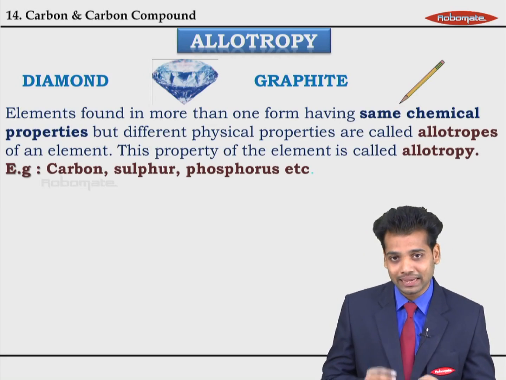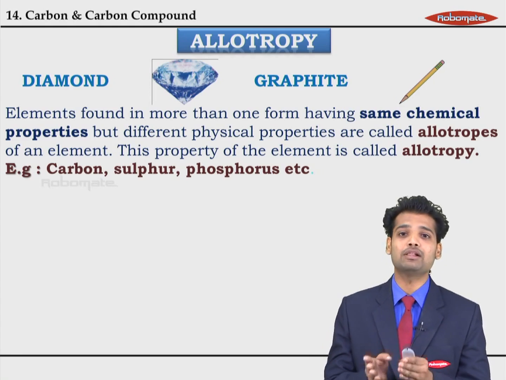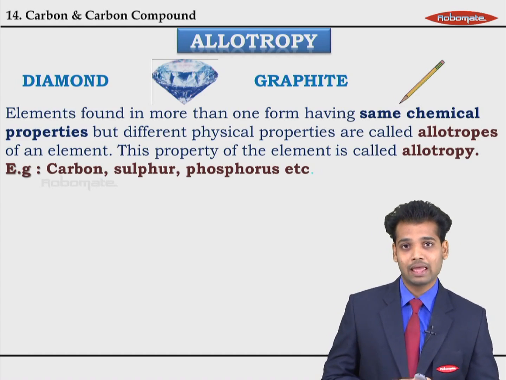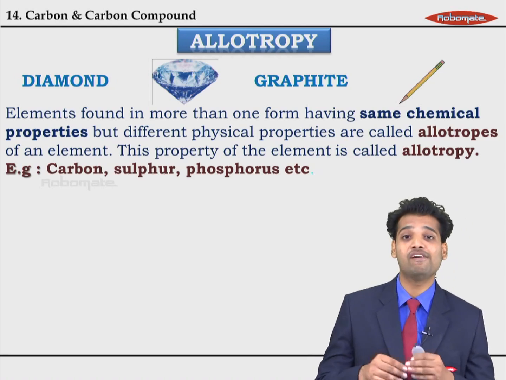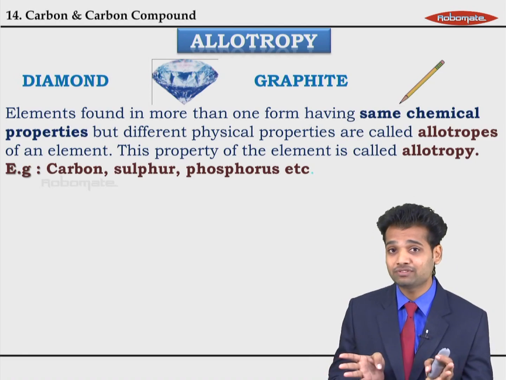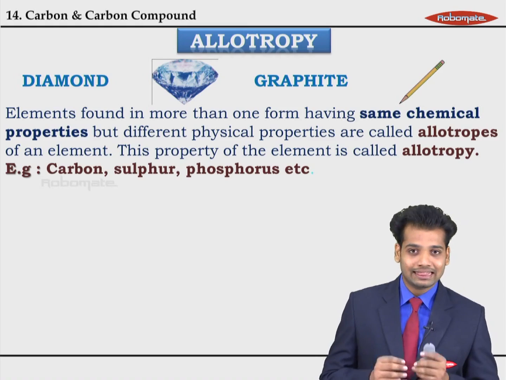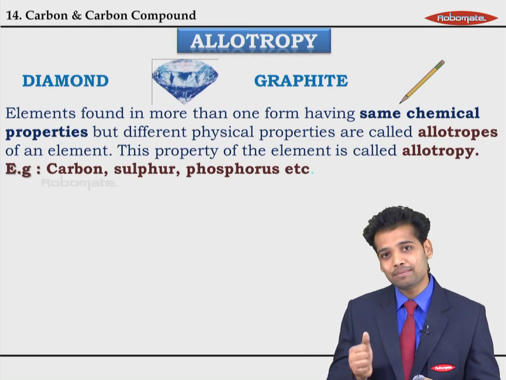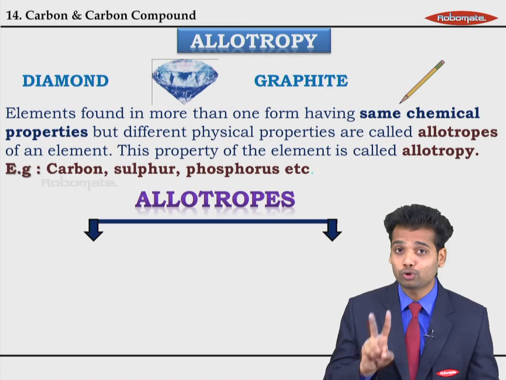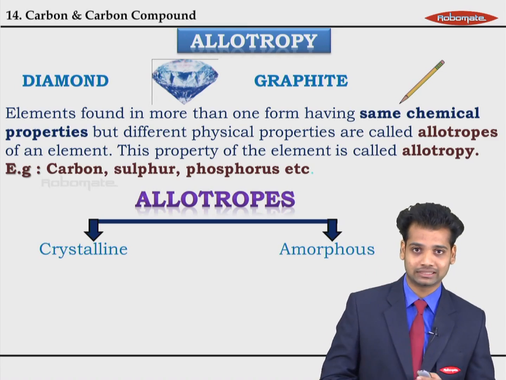And allotropy means when elements are found in more than one form having the same chemical properties but different physical properties, they are called allotropes. Meaning diamond and graphite are various allotropes of carbon. This property of an element having various physical forms but the same chemical form is known as allotropy. This unique property is also there in elements like sulfur and phosphorus. Well, these allotropes are divided into two types. How many types? Two types, crystalline and amorphous.